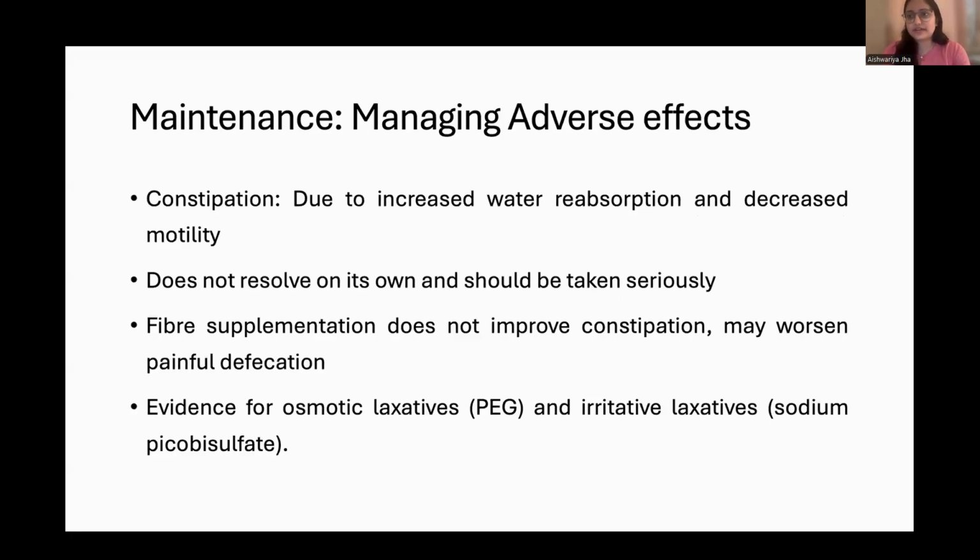While a patient is on maintenance, it's important to ask about constipation because this is a near universal experience. It is because of increased water reabsorption and decreased motility. It's important to treat constipation a little bit differently than we would otherwise. Opioid induced constipation may not improve with fiber supplementation. It can actually worsen the pain associated with constipation. Instead, there is more evidence for osmotic laxatives and irritative laxatives.